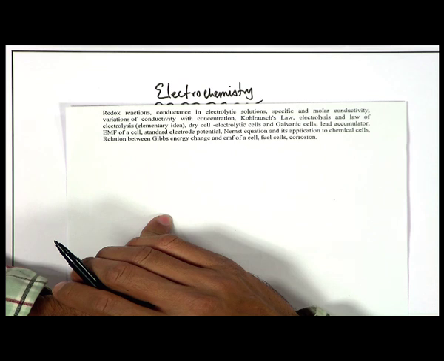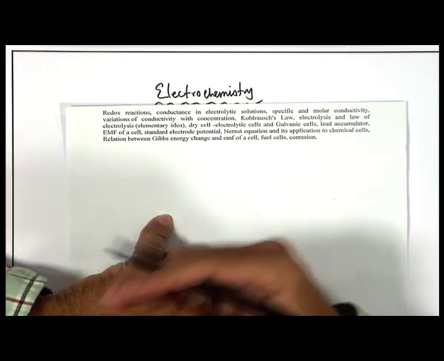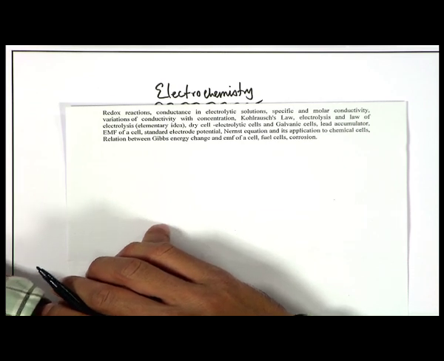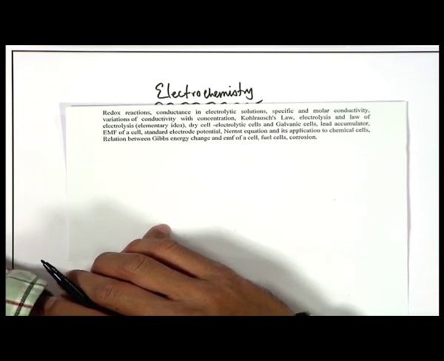Here is Kohlrausch's law of independent migration of ions: at infinitely dilute situation all the ions are free to move, and most likely there is no inter-ionic attraction, that is, inter-ionic attraction is minimized, and ions can freely move. Therefore the molar conductivity of an electrolyte is the sum of the molar conductivities of the constituent ions.